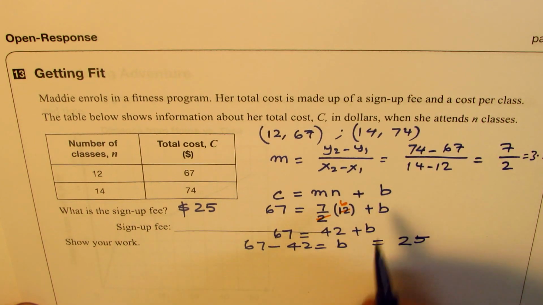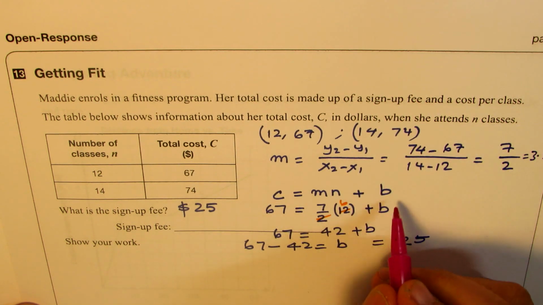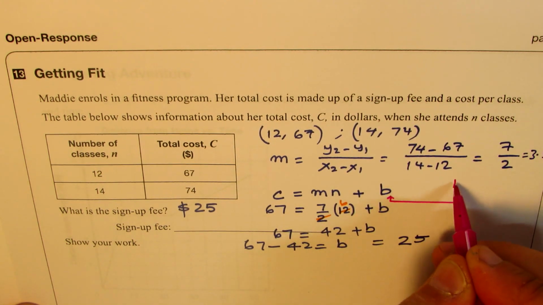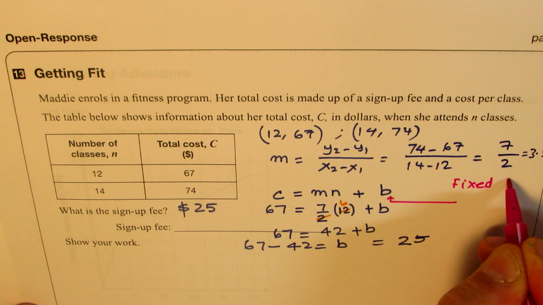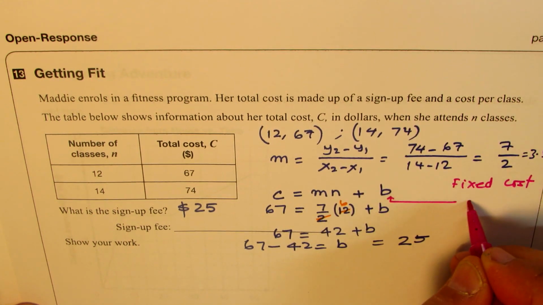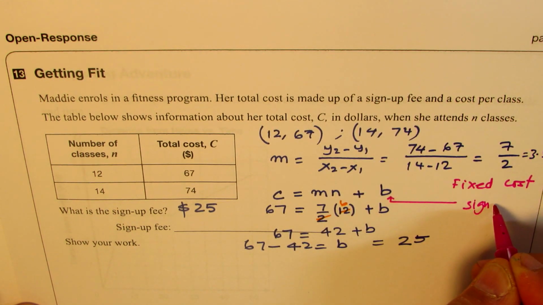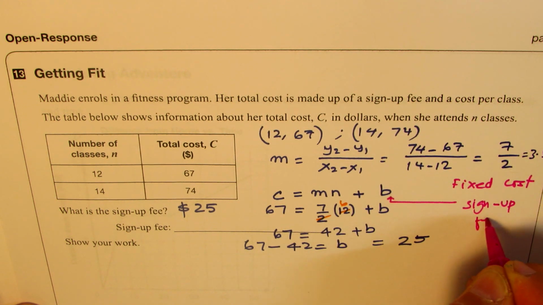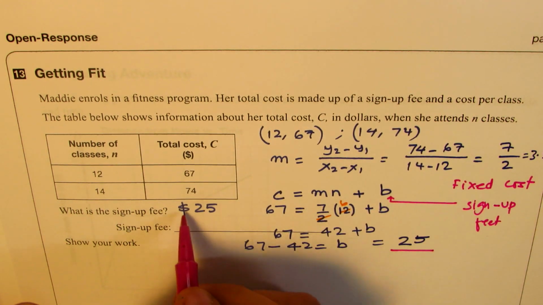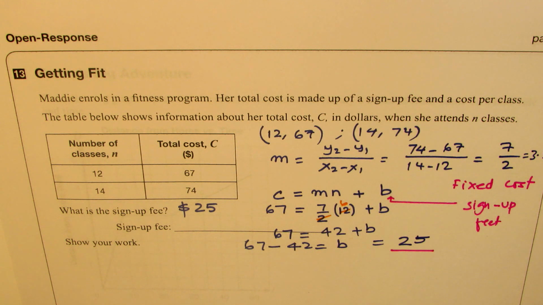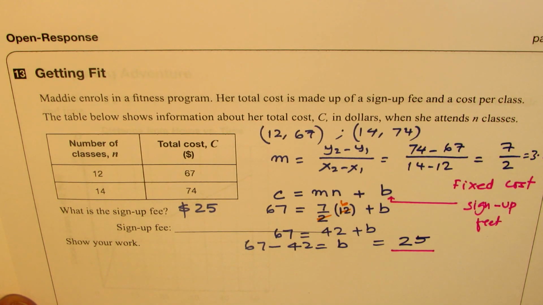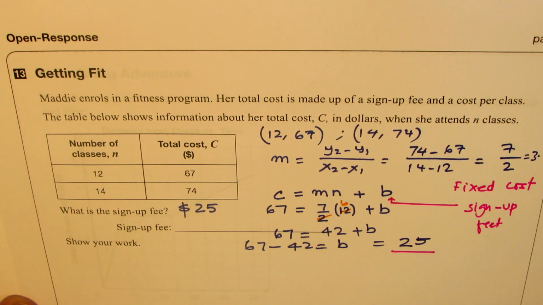So b for us is the sign-up fee, right? Fixed cost. So this fixed cost is the sign-up fee. In dollars, it is going to be $25. Is that clear to you, right? So that is how you're going to answer this question.